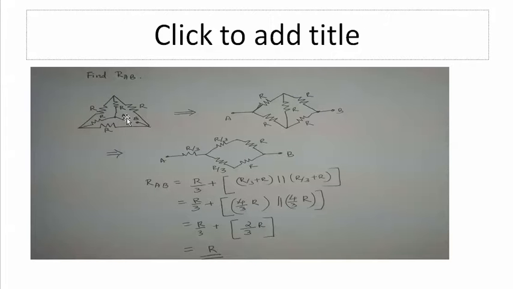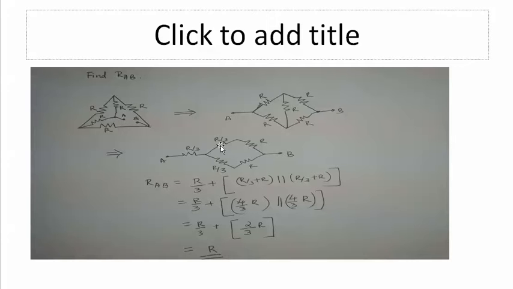Let's see this problem. We are supposed to find out the resistance across the points A and B, RAB. So modifying this circuit in this form, we get it in this pattern. So here what we have done, this is a delta. Converting it into star, each resistance will be R by 3. This will be the pattern which we are getting.